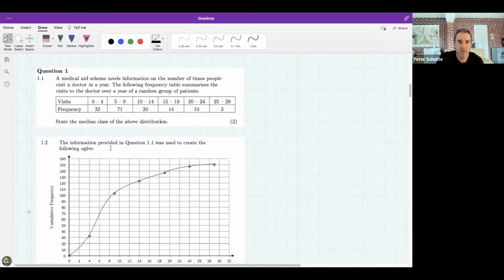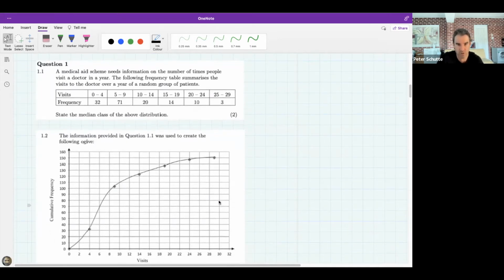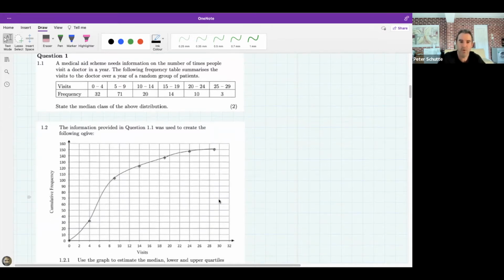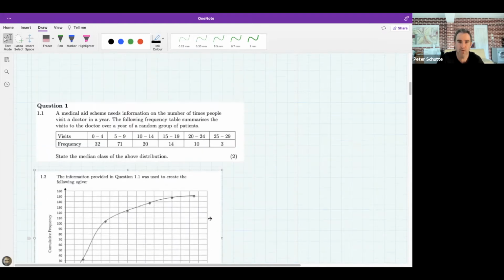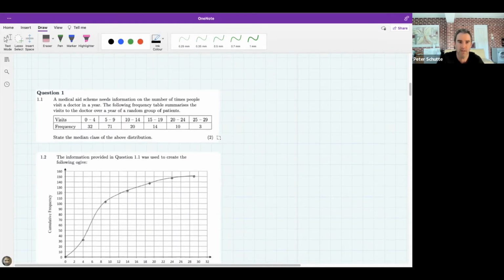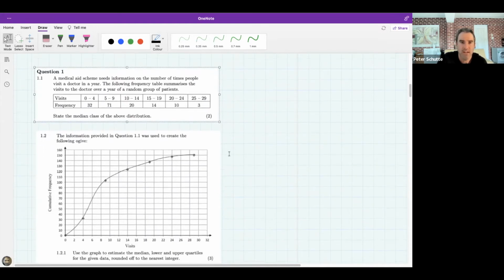Okay, here is a question which is different. This is a group data question. To start this, let's make this a little bit smaller. You are given that a medical aid scheme needs to look at the number of times people visit a doctor in a year. What this frequency table is saying is 32 people visit the doctor between 0 and 4 times a year. 71 people visit the doctor between 5 and 9, and so on.